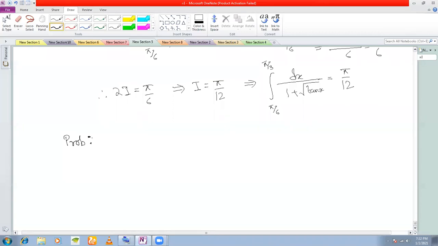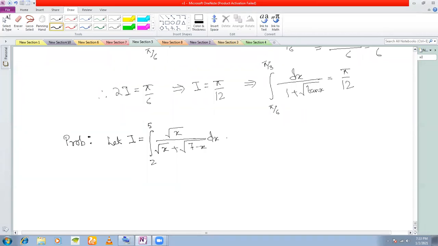Next, the problem for this property and the last problem of this chapter also. Integral 2 to 5 root x divided by root x plus root 7 minus x dx. This time, in fact, this is the same integral, except that we don't have a trigonometric function here.